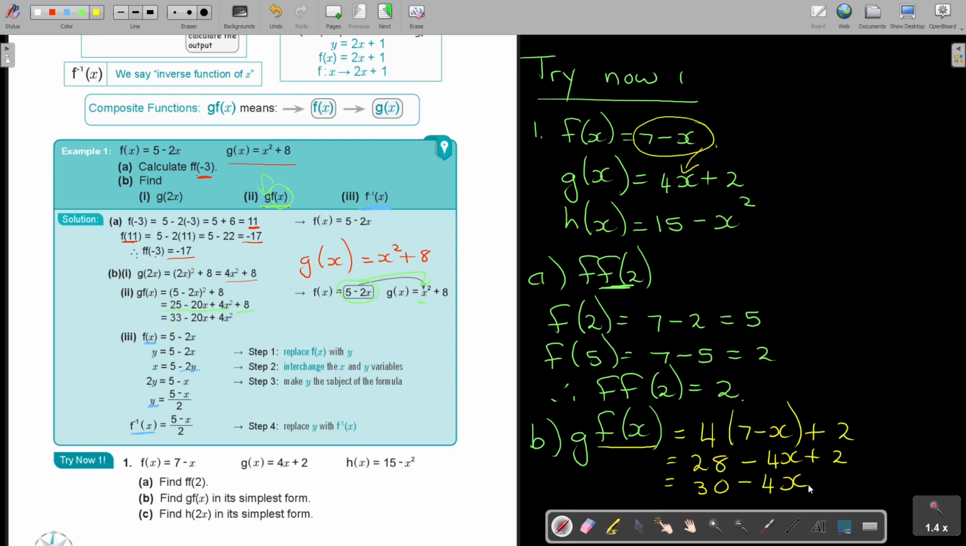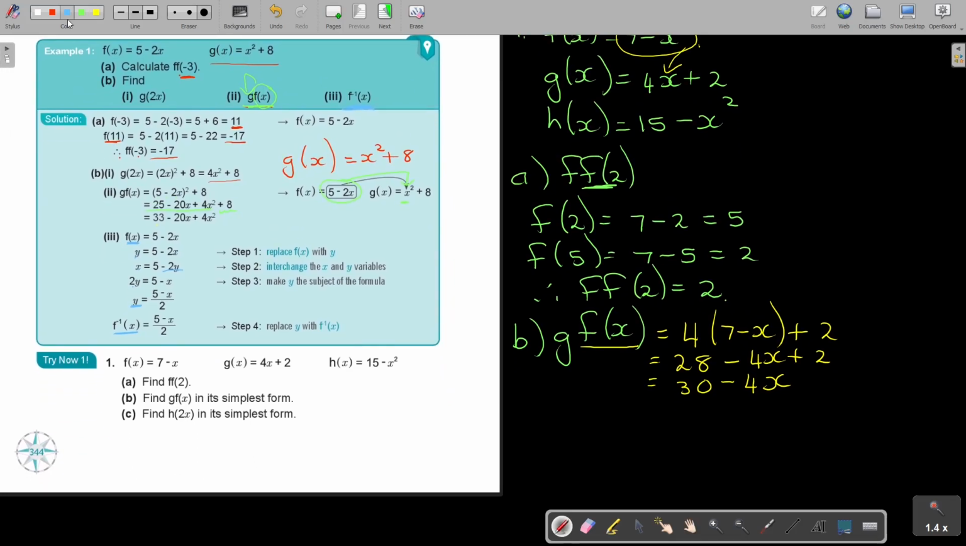Okay, excellent. And now the last one, number C. Find h(2x) in its simplest form. So basically, I'm just going to h, and now I'm just going to get for my 2x, and I square, and it's going to be 15 minus 4x squared. And that's going to be my final answer.